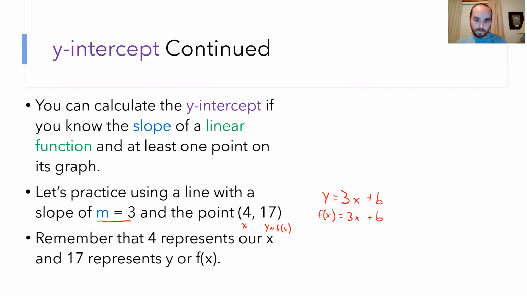Now in this case, we know that our y or f of x is equal to 17, equals 3 times our x, which is 4, plus b. We solve this out to get 17 equals 12 plus b, and then we subtract 12 from both sides and we get b equals 5. So that's how you can use the slope and 1 point on the graph to solve for your y-intercept.